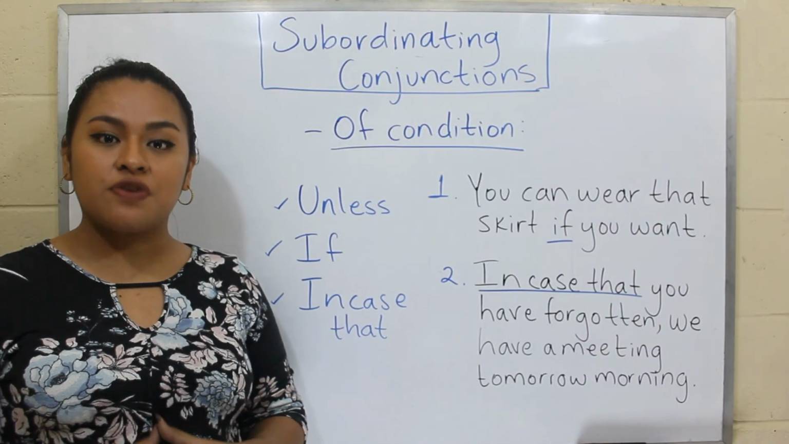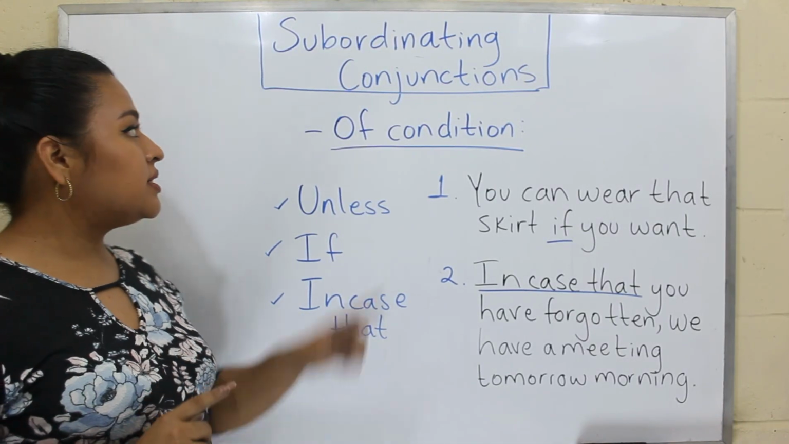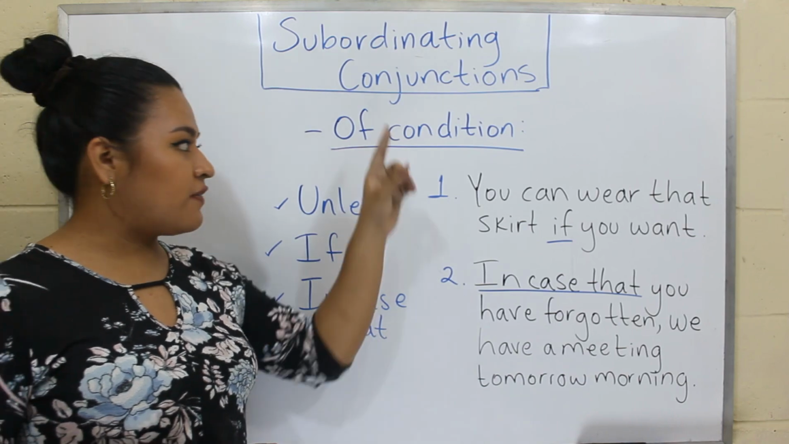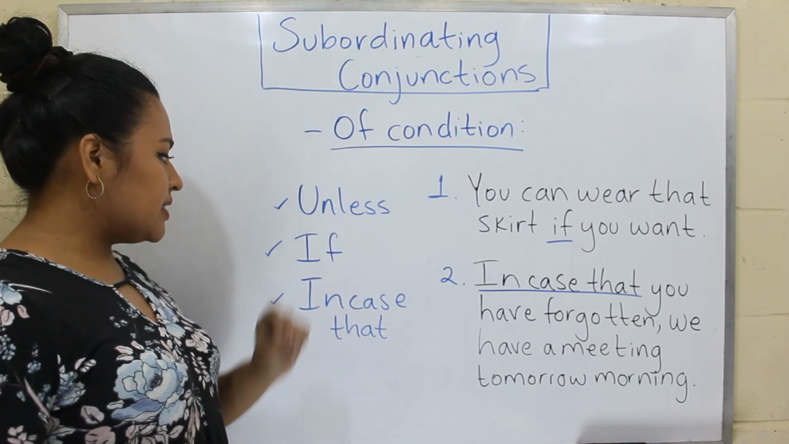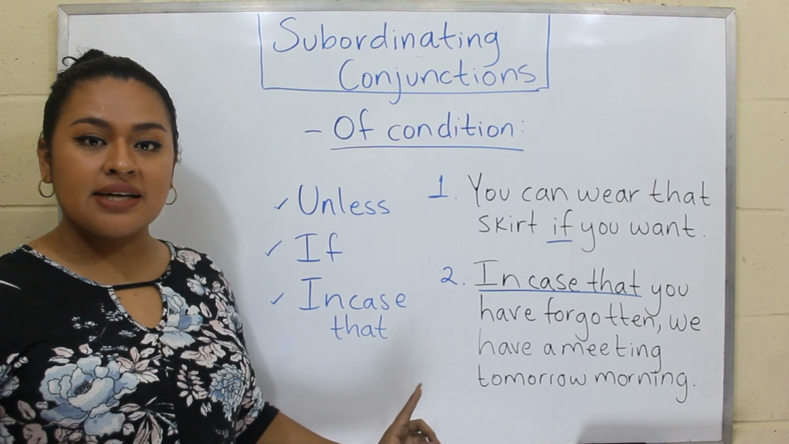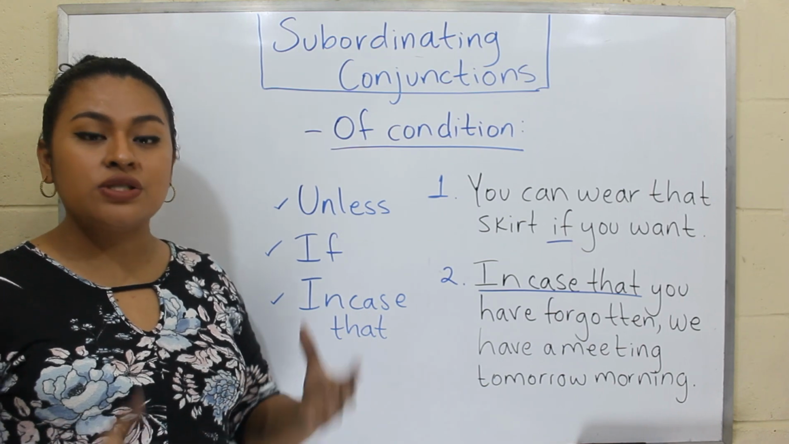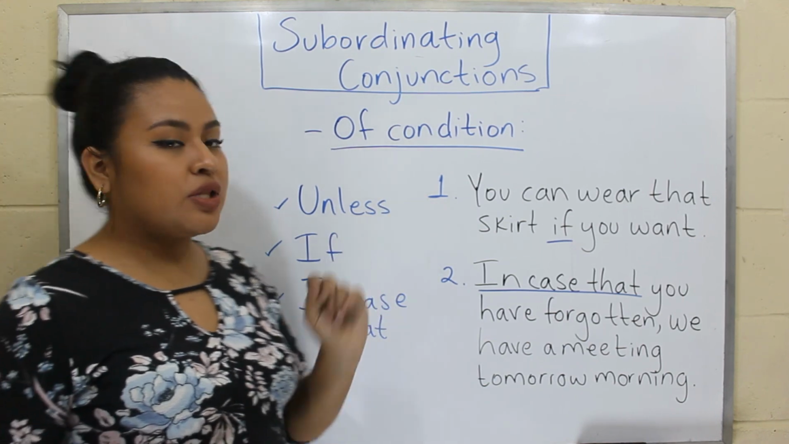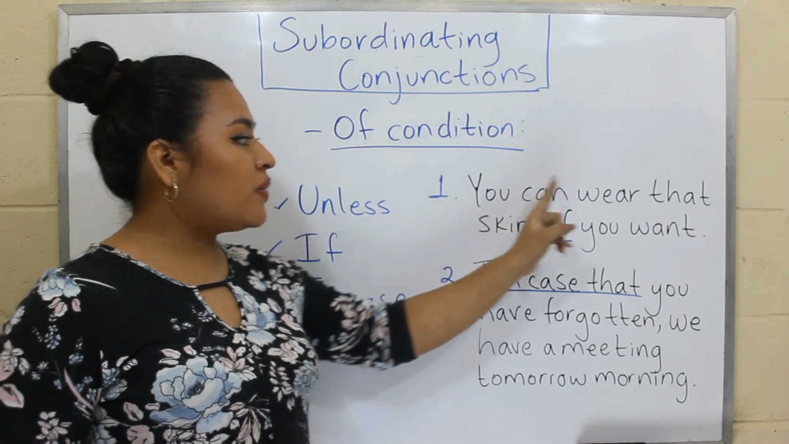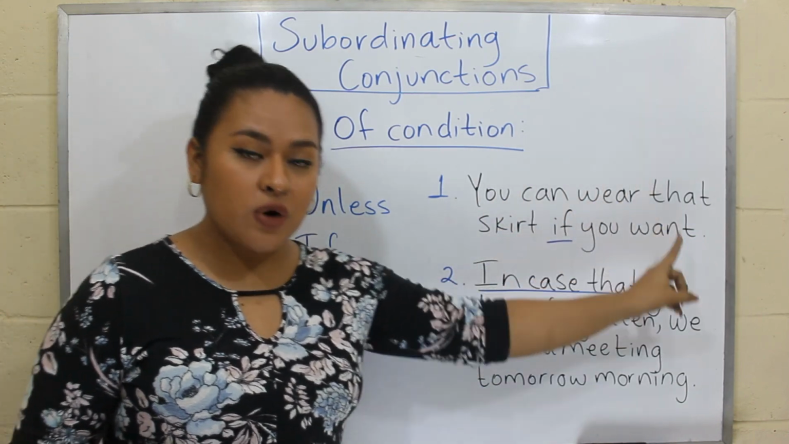The next type of subordinating conjunctions is subordinating conjunctions of condition. Unless, if, and in case that are subordinators that we use in this type. Example number 1 says, you can wear that skirt if you want.